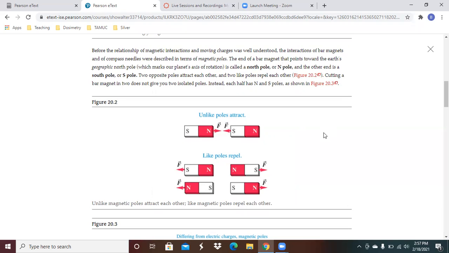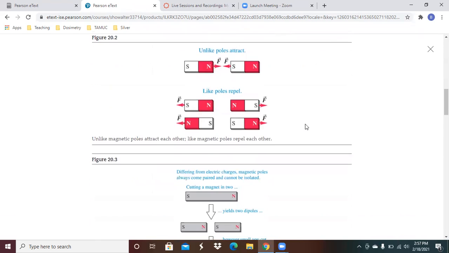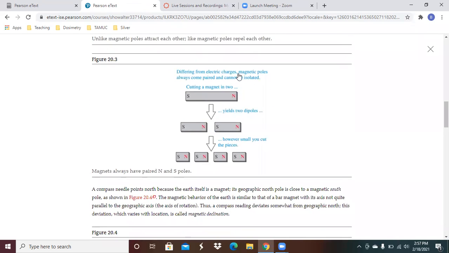Cutting a bar magnet in two does not give you two isolated poles. In other words, when you cut a bar magnet in half, you don't end up with what's called a monopole, or just a one-pole magnet. Instead, each half ends up with a north and a south pole. That's just how it works. So, differing from electric charges, magnetic poles always come paired and cannot be isolated. You can have a positive charge existing out in the middle somewhere without having a negative charge go along with it. The same cannot be said of magnetism. It just doesn't work that way.